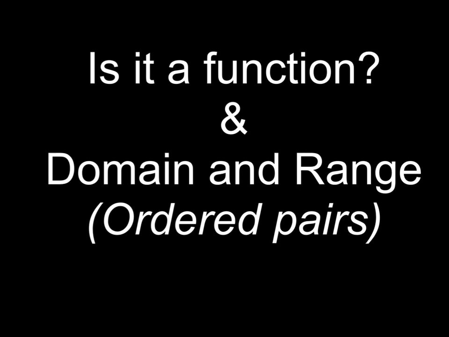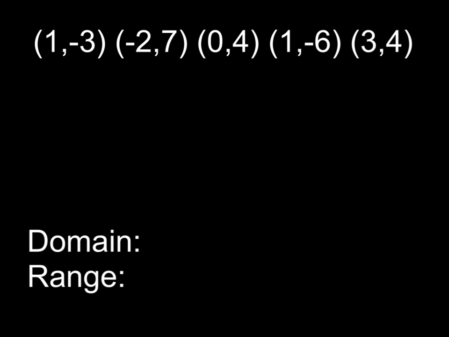In this example, we're going to look at a set of ordered pairs and determine if they are a function, and then find the domain and range. In this first example, we have 5 ordered pairs, and we start first by looking at the x values. So when I look at the x values, I see that I have 1, -2, 0, 1, and 3.